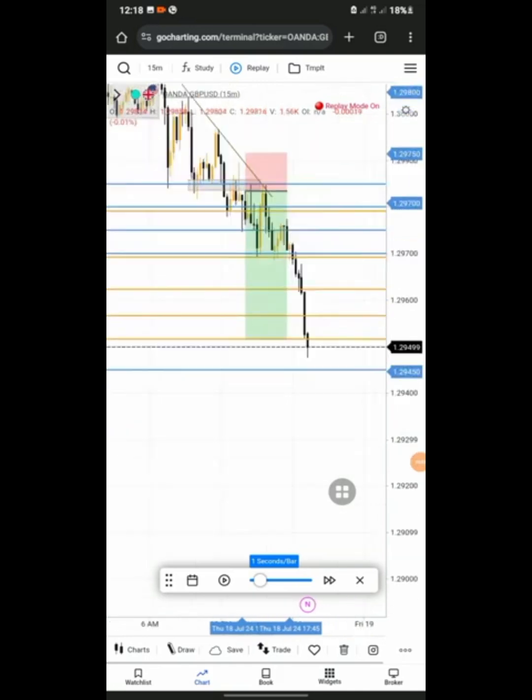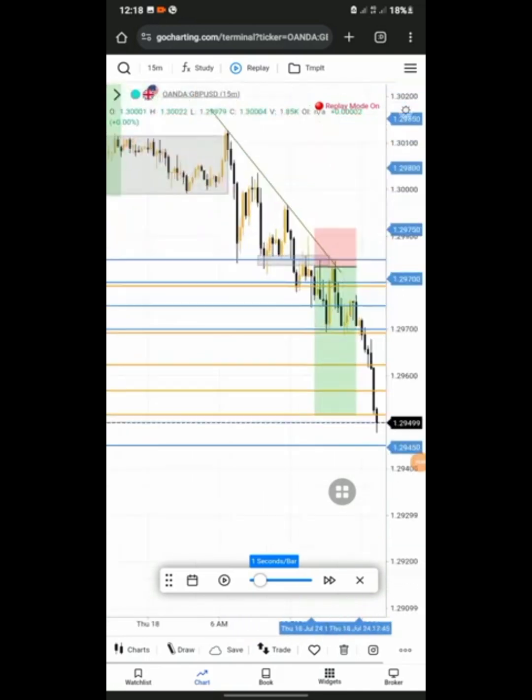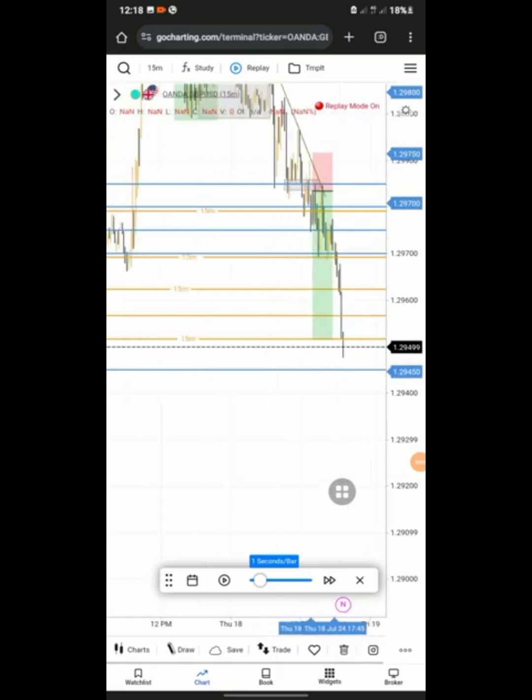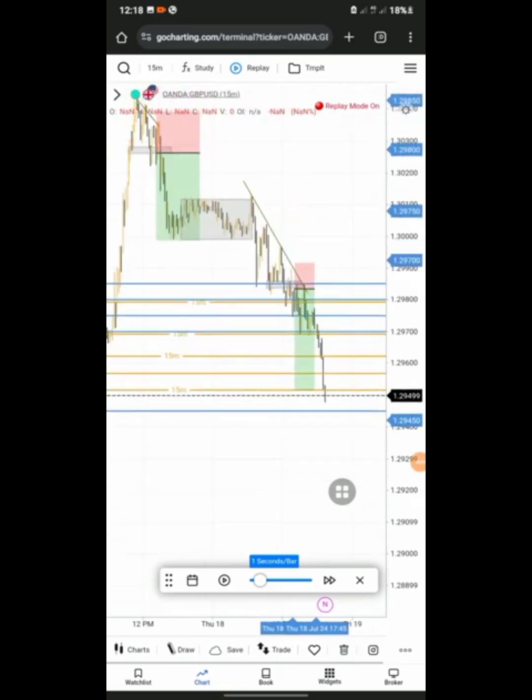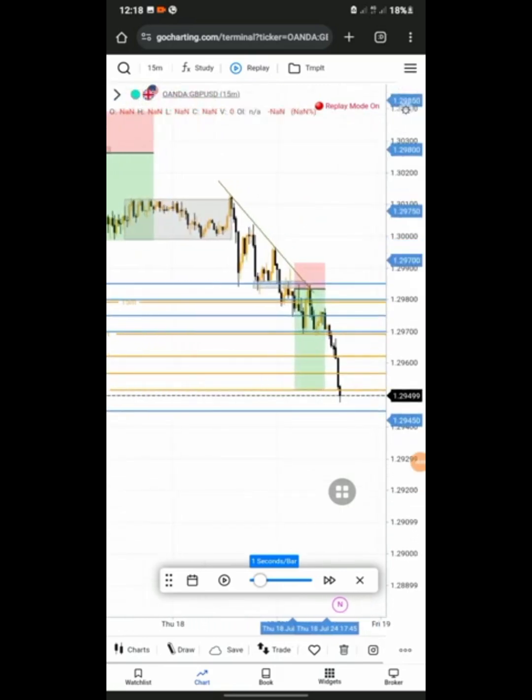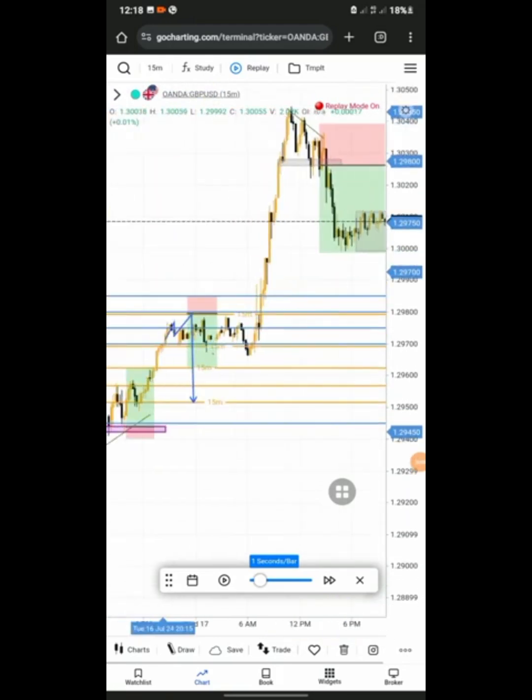Going nicely. So how many backtests have we done that is playing out? 1, 2, 3.